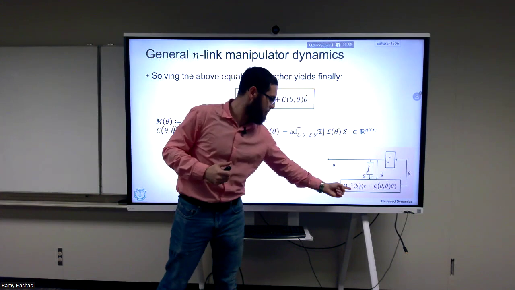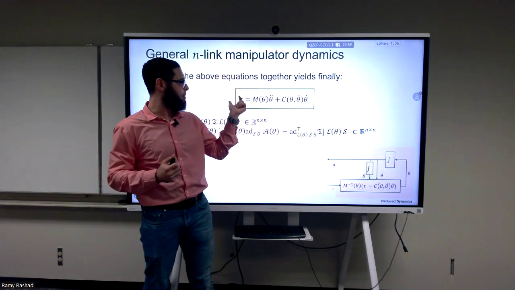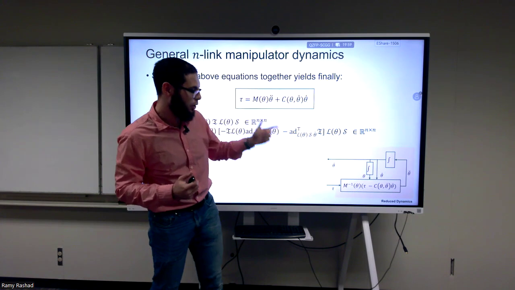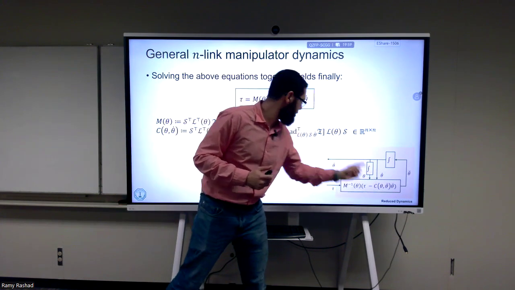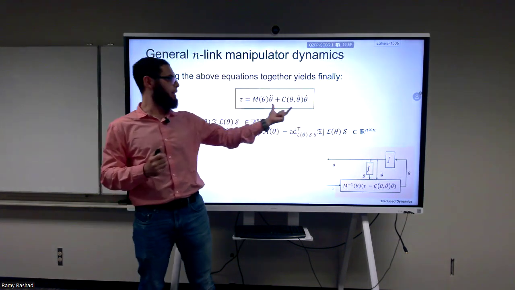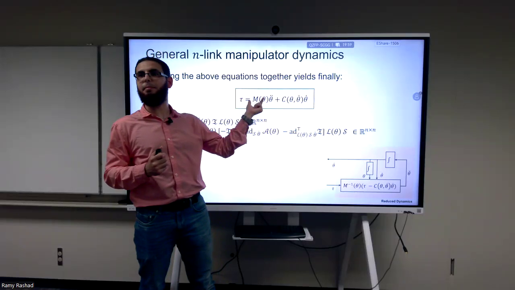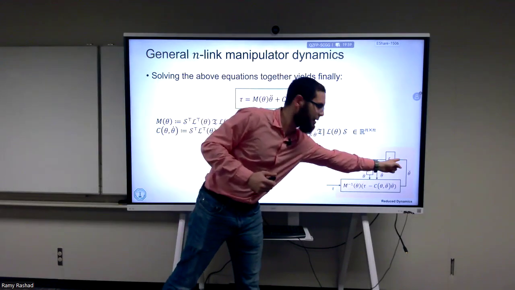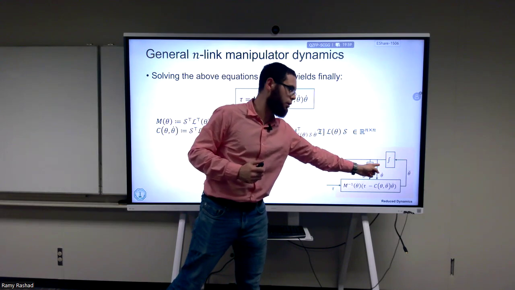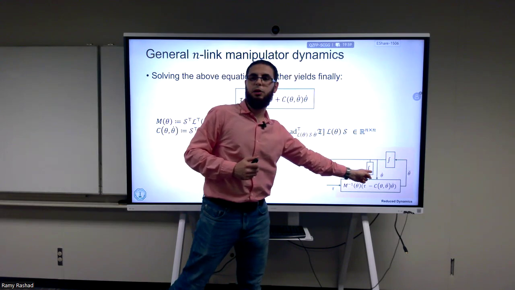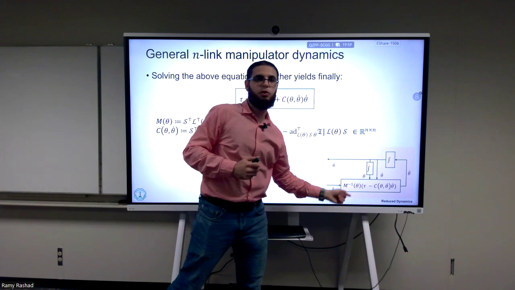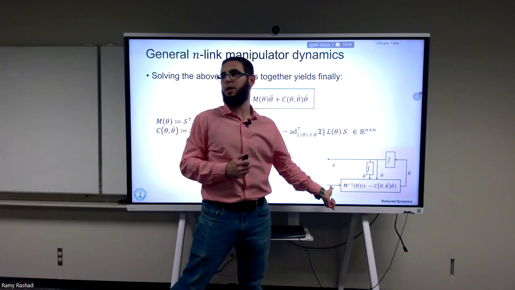You multiply by M inverse. So if you multiply both sides by M inverse, tau minus the C term, if you bring this part there, so tau minus this expression multiplied by the M inverse will give you the theta double dot. Take the theta double dot, integrate it, you get the theta dot. Integrate it again, you get the theta, and you can calculate this term. So this is just immediately how you would implement it in Simulink.